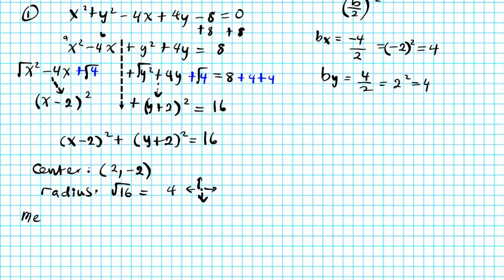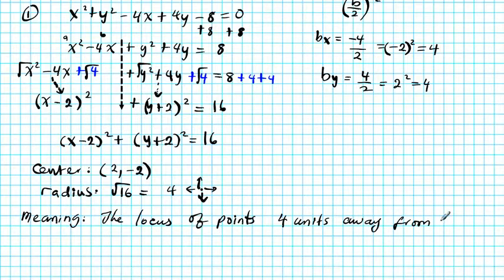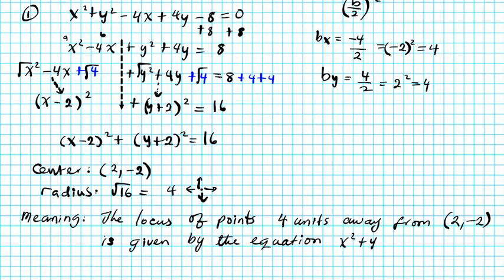All right, so let's write down the meaning. The meaning of what we just got is that the locus of points 4 units away from the center 2, negative 2, is given by the original equation, x squared plus y squared minus 4x plus 4y minus 8 equals 0. So that's what our answer means.